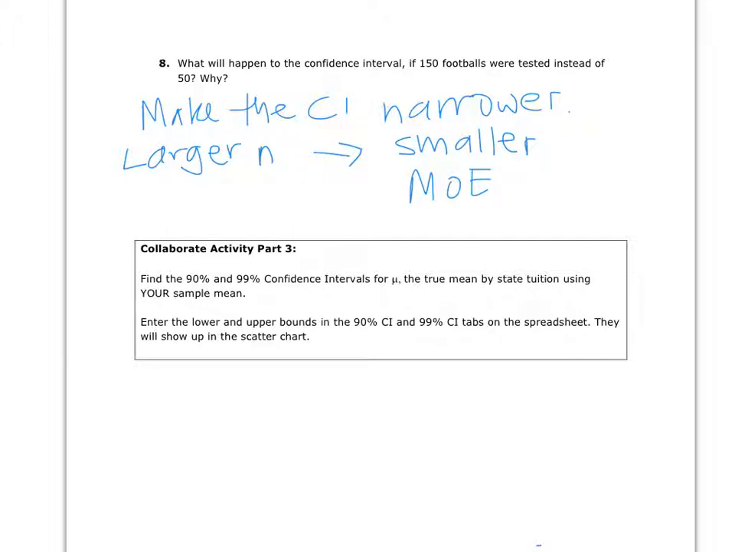Okay. All right, one more part to the collaborative activity. Now you can go ahead and find the 90% and 99% confidence intervals based on your sample. There's tabs for each of those. Really the only thing that's going to be different is you're going to change that Z value that you plug in. So plug in the lower and upper bounds for both of those tabs, both of those levels of confidence, and then they'll show up on the scatter chart, and just look and see what you notice about yours and the others and how they compare to the population mean.